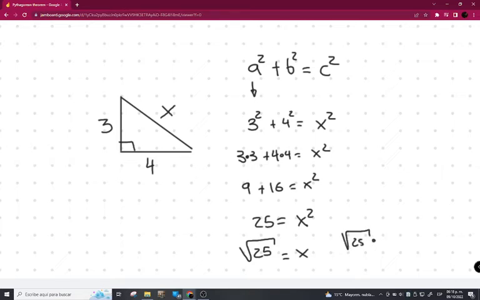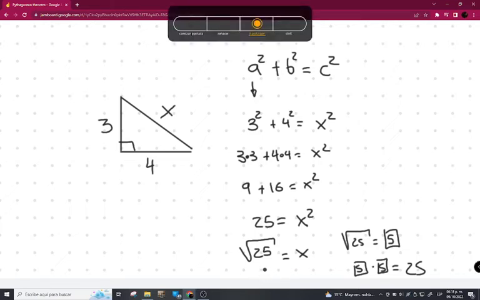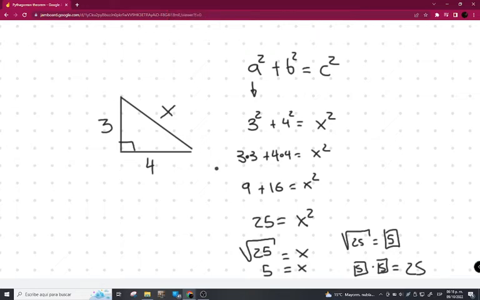So the square root of 25 is a number, and that number multiplied by itself is 25. And by experience, you know that this number is 5, because 5 times 5 equals 25. So in this specific case, the length of the hypotenuse is 5.